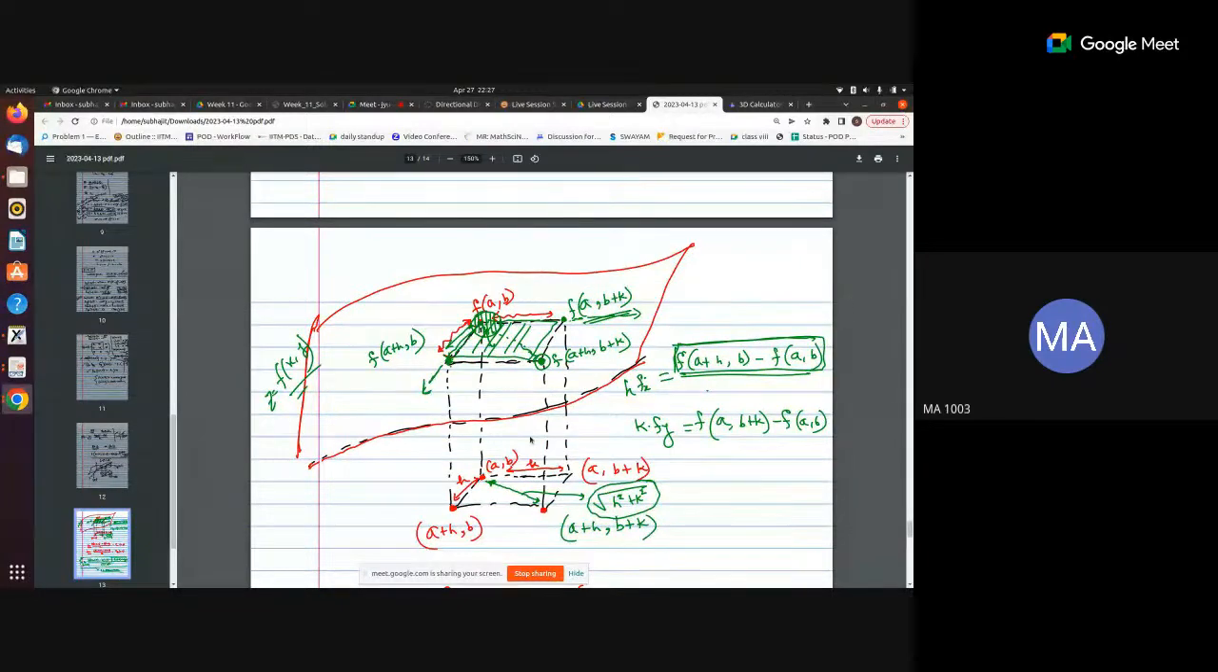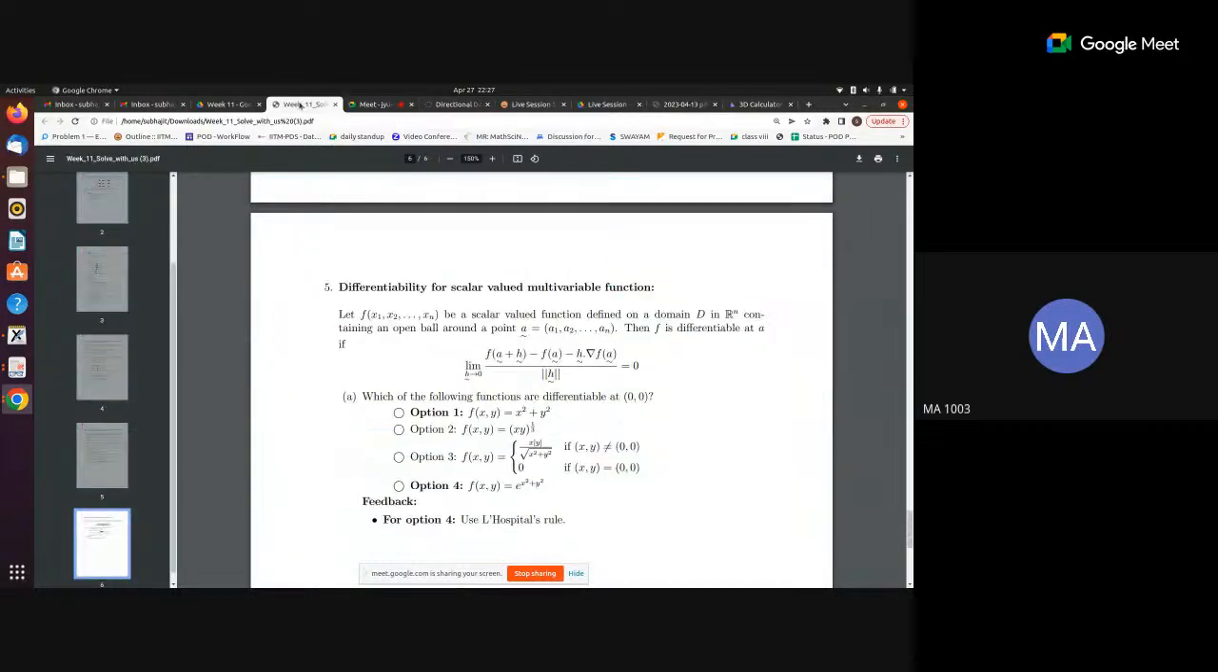Is it clear? More or less the geometrical representation. Yes, sir. So this is what this thing is. So a plus h vector. This is for n variable; I have done it for two variables. So a plus h vector means a plus h, b plus k, c plus k prime. All these are coming. This is f at that particular point minus h dot gradient of f.